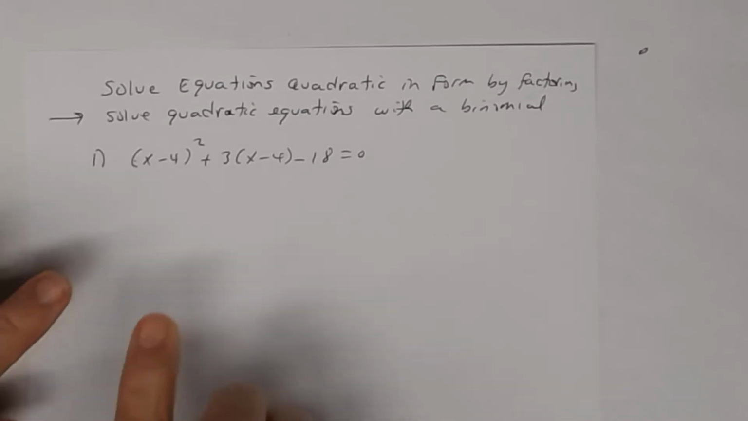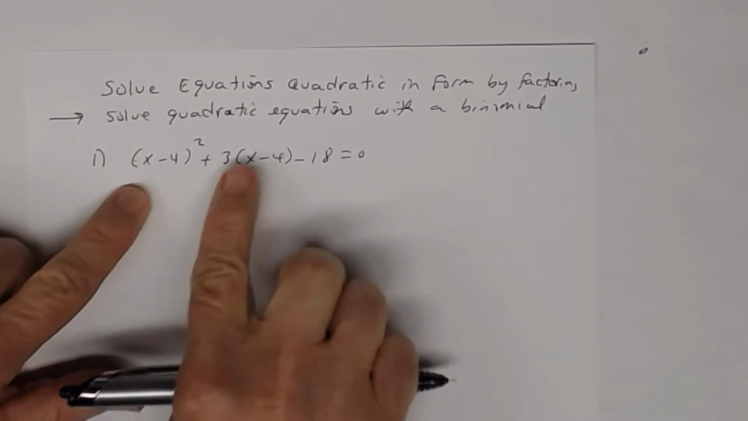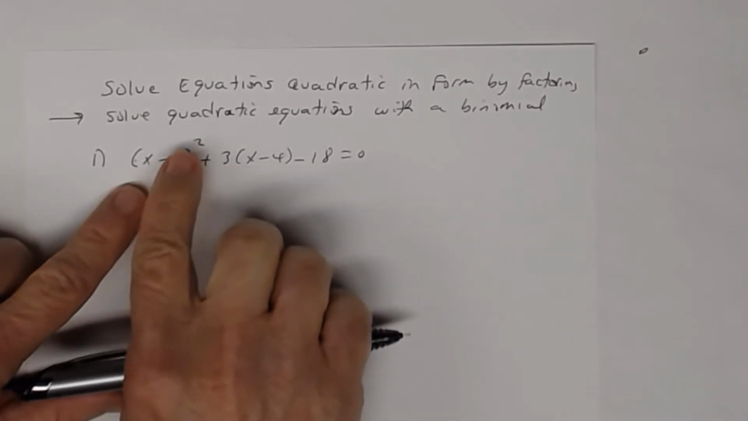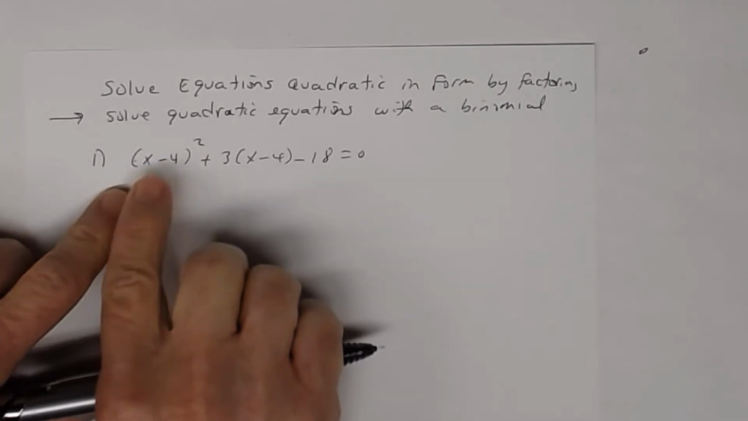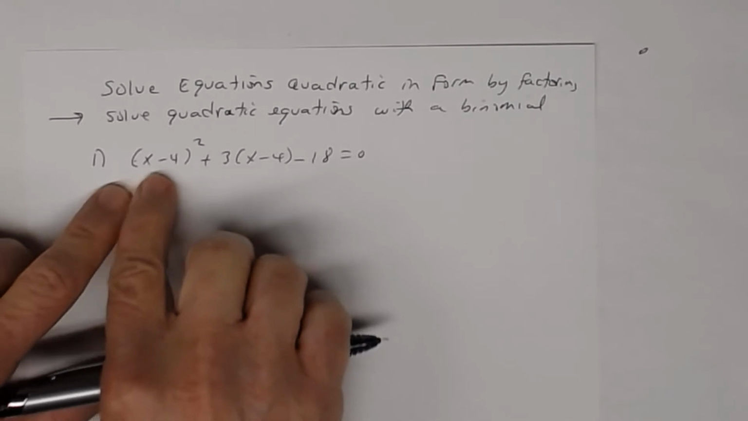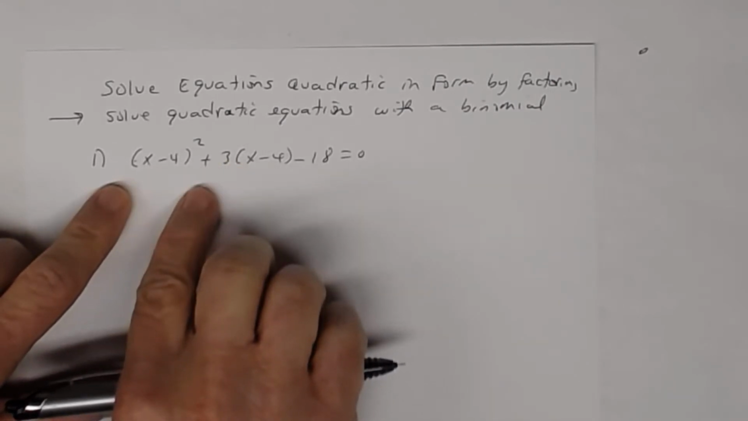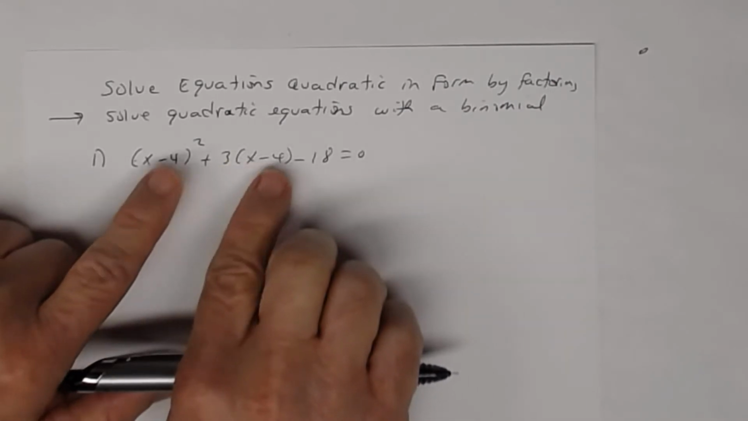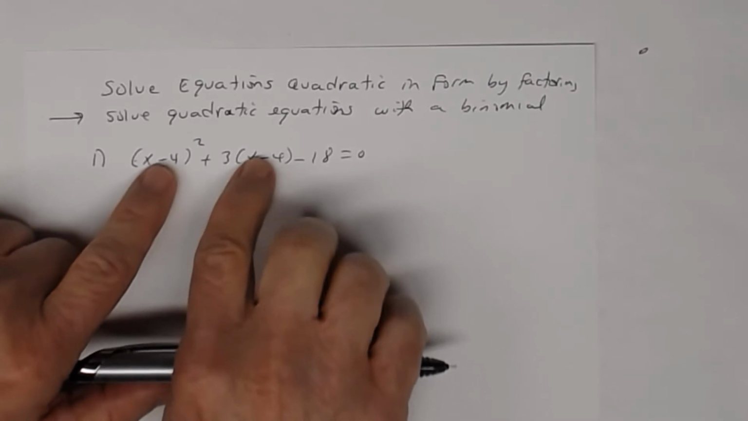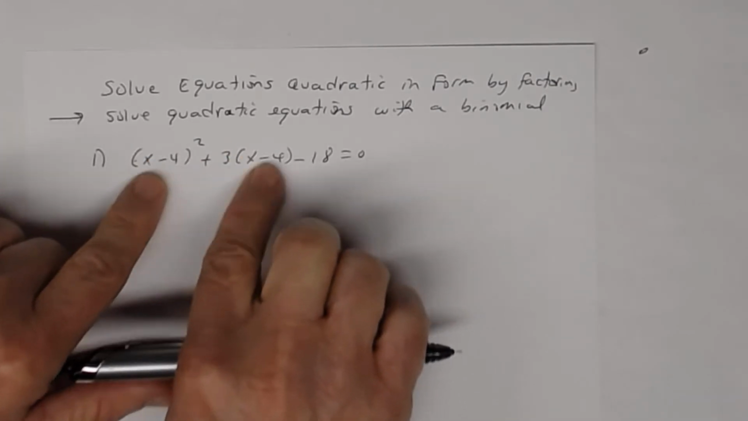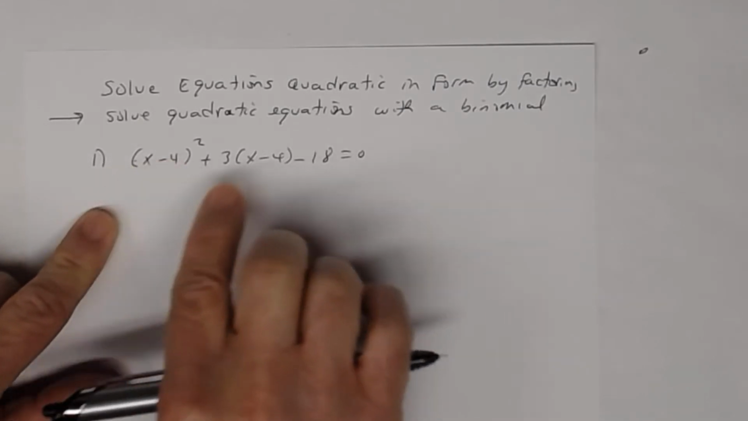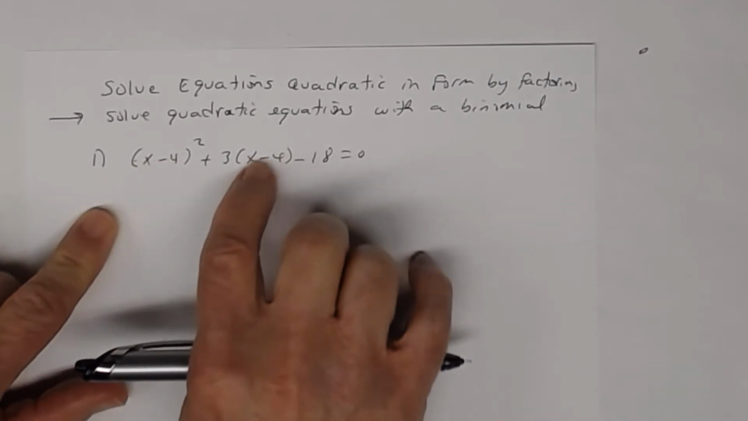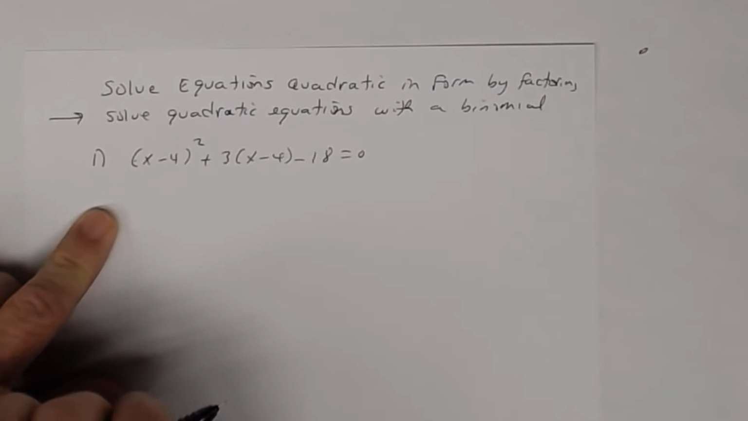All right, so notice that this is quadratic, and you're not going to do this, but if you were to multiply this binomial out, you would get x squared. So this is quadratic. What I want you to notice though is that there's a binomial in parentheses in two of its parts. So you have this part here that has x minus 4, and you have this part here that has x minus 4.